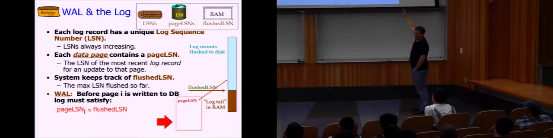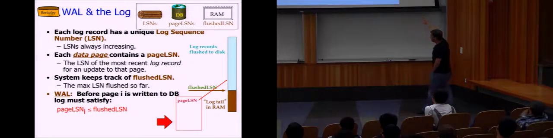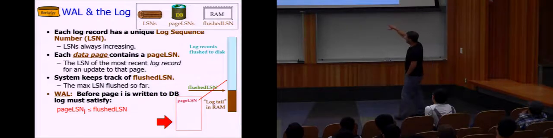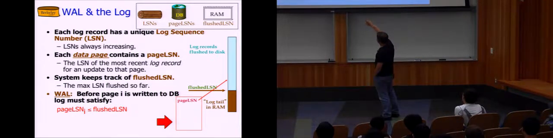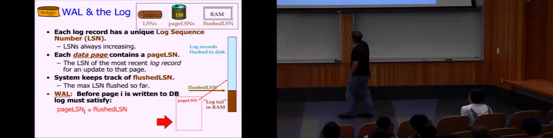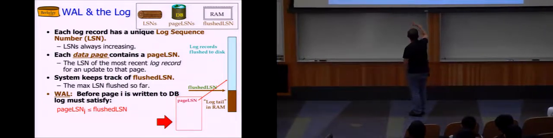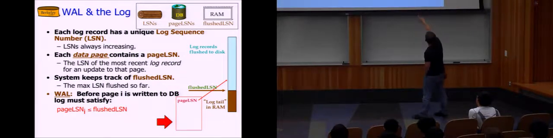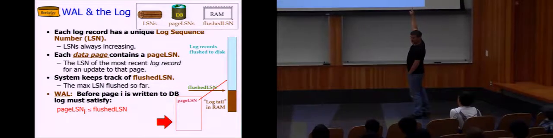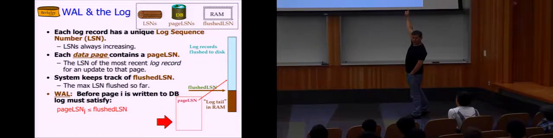It's waiting for a good time to do some I/O to the log. At any given time, there's some log tail in RAM. Another way to talk about the write-ahead logging protocol is in terms of these variables. You can say before page I is written to the database, the log must satisfy the property that the pageLSN of I is less than or equal to the flushedLSN. That is to say, the log record for this page is not in the tail. It's above the flushedLSN. Make sense?